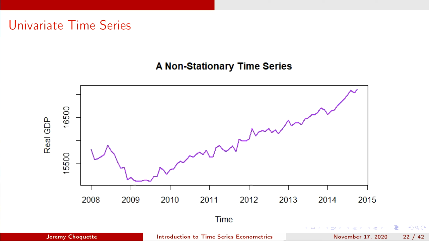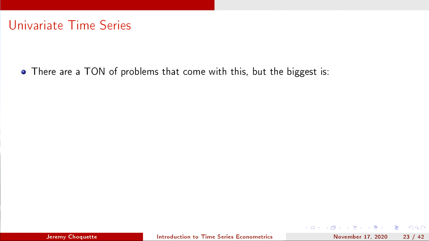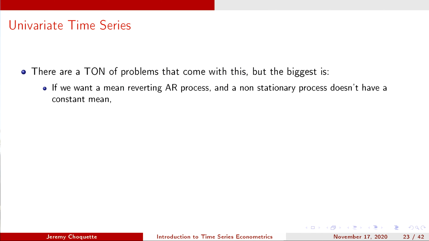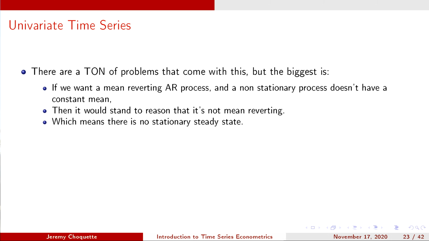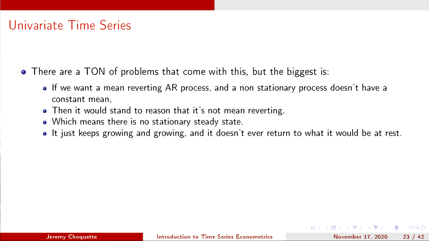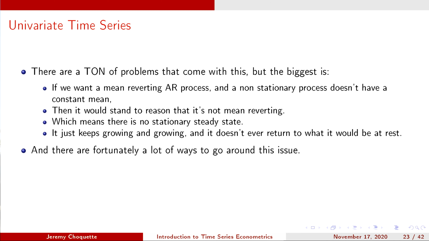It's good because we can see real GDP is growing over time, but if we're going to model this thing, unless we want to include some particularly advanced techniques, this guy needs to be stationary. There's a lot of problems that come with this, but if you want a mean reverting AR process, a non-stationary process doesn't have a constant mean, so it's not mean reverting. So there's no stationary state, there's no steady state. It just keeps growing and growing and growing, and it doesn't ever return to what it would be at rest.